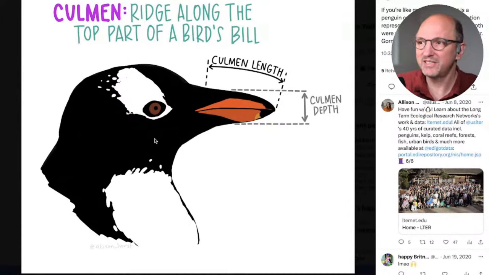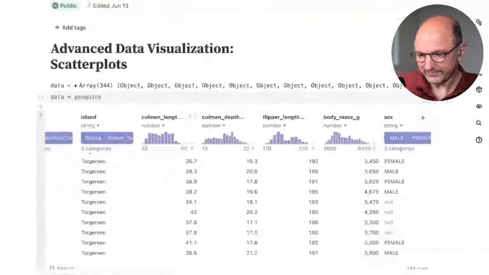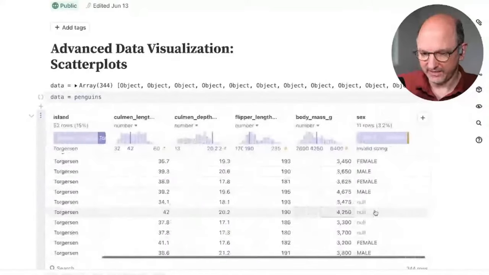of a penguin. I'm not exactly a penguin expert, but we're looking at two measurements here: the length and the depth of the culmen. And so this is what you see here: culmen length, culmen depth, the flipper length, and the body mass. And then we also have the sex here. I think that's it.